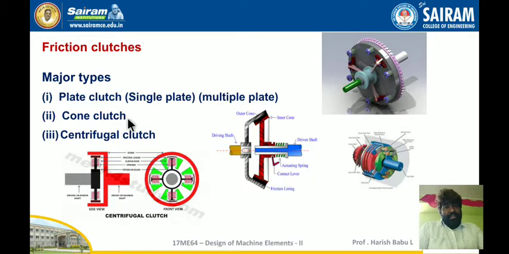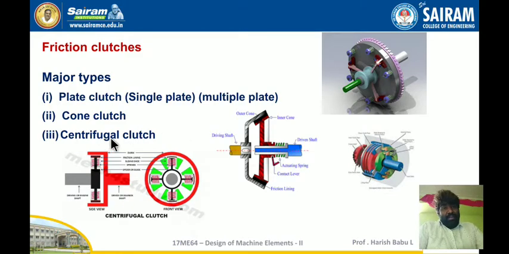The second one is a cone clutch. You can see here the cone clutch is a little bit different, where you're going to have an angular shape, that is the angle of the shaft. There will be a frictional lining between both the sides. Due to that friction you're going to get the frictional force and you're going to get the movement.